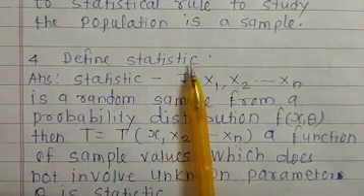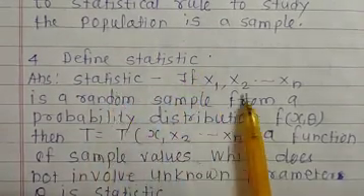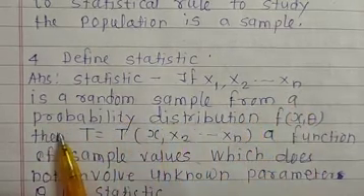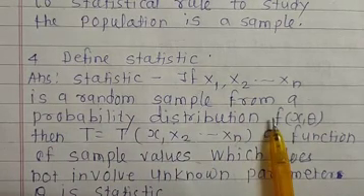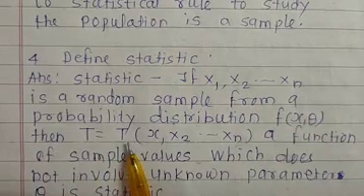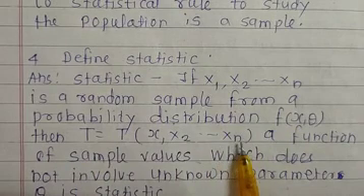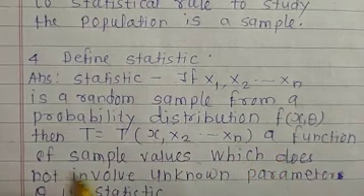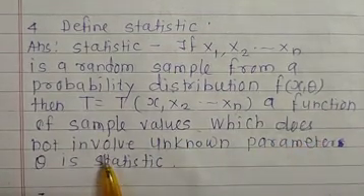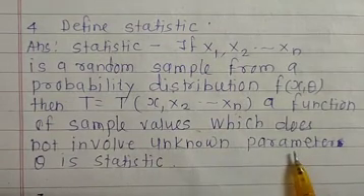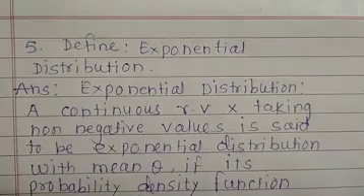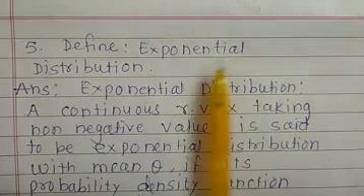define statistic. Statistic: if X1, X2, up to Xn is a random sample from a probability distribution function f(x, theta), then T is equal to T(X1, X2, up to Xn), a function of sample values which does not involve unknown parameters theta, is a statistic.